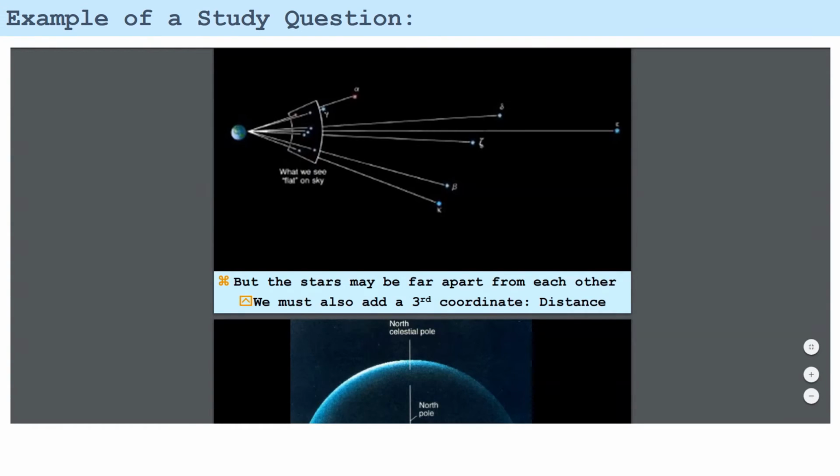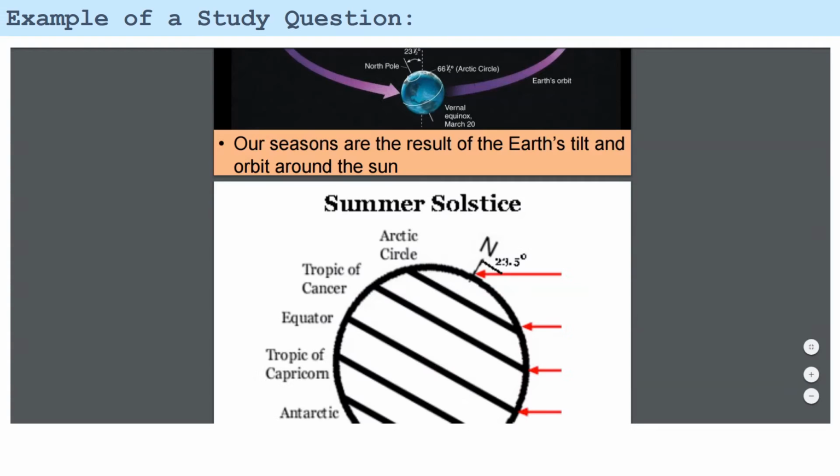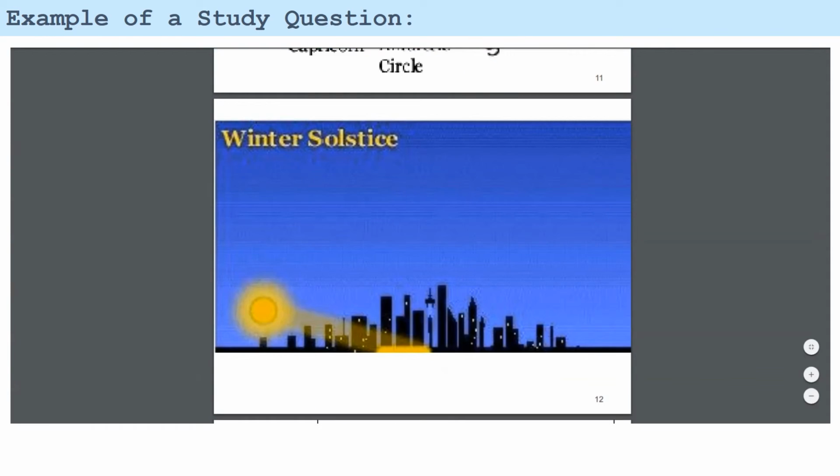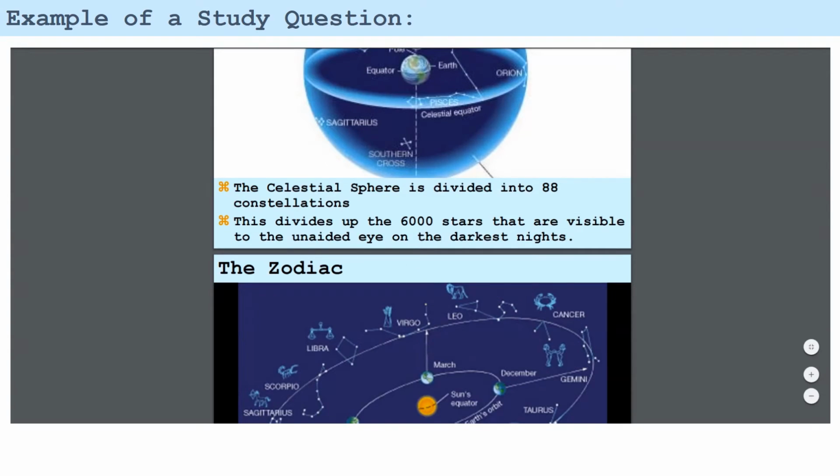So as we go down through here, this second lecture, here's the answer. The celestial sphere is divided into 88 constellations. So, and there are 6,000 stars that are visible to the unaided eye on the darkest nights. So this is information given in the lecture notes, also given in the video lectures, and that would be the answer to that particular true-false question.